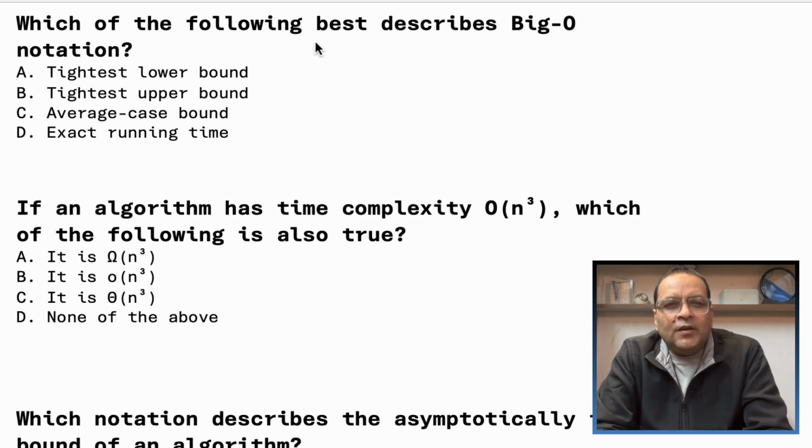Next question, which of the following best describes big O notation? Tighter lower bound, tighter upper bound, average case bound, exact running time. We already know that this is a tighter upper bound.